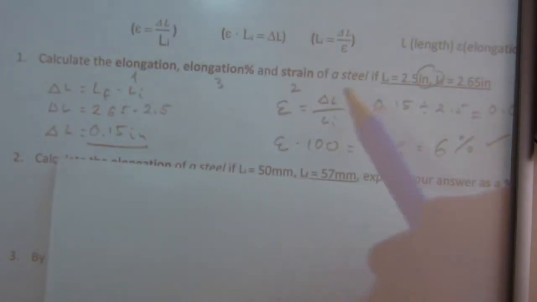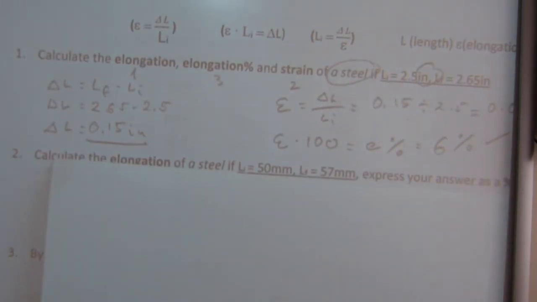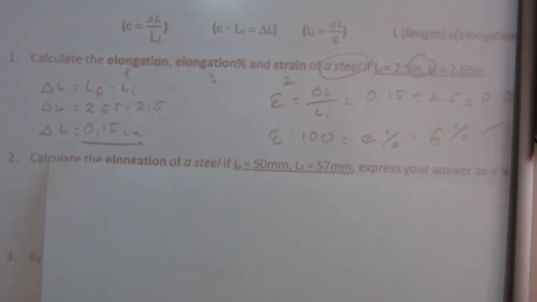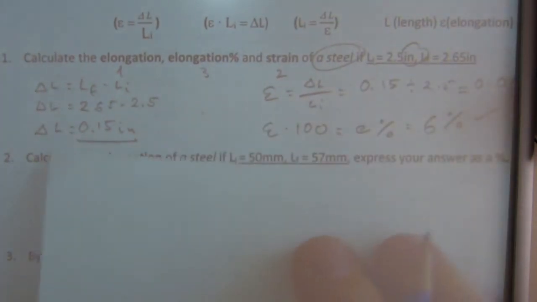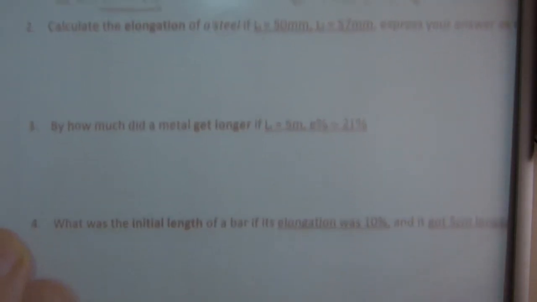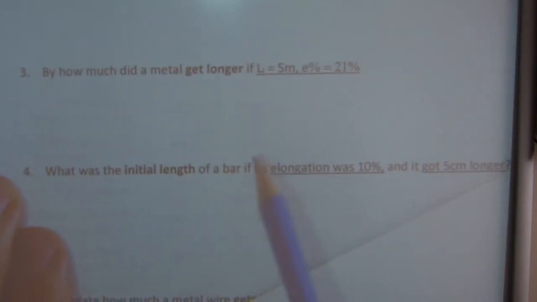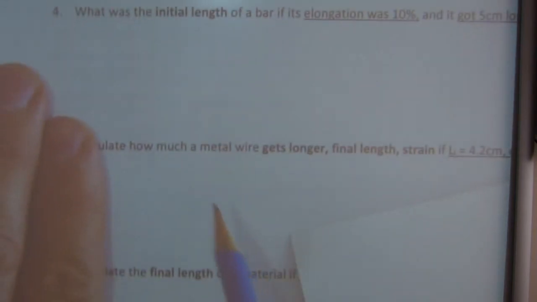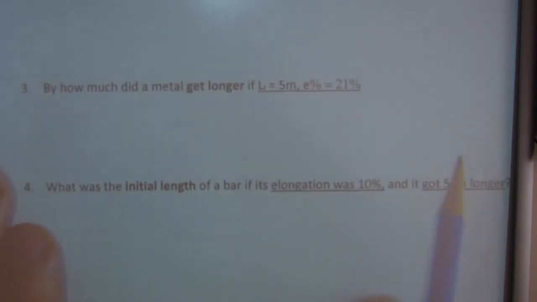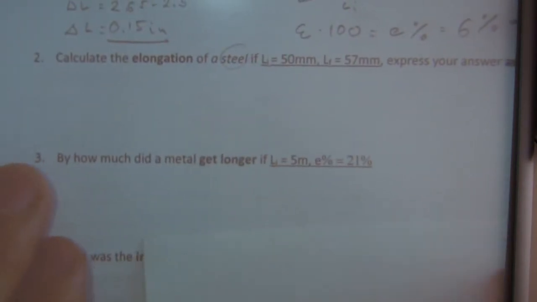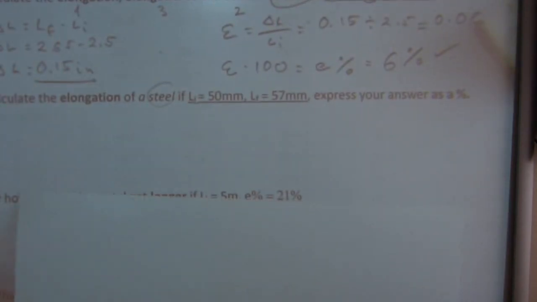Oh, I forgot to mention, this one says steel. Don't worry about it. This 6% elongation is actually characteristic of steel, but it could be, like I said, a chunk of eraser. Any material can be considered. The next one also reads steel, don't worry about it. The next after that just says metal, then a bar, then metal wire, and then it just says material. Don't worry about it. That is not important. We're just doing the math here, okay?